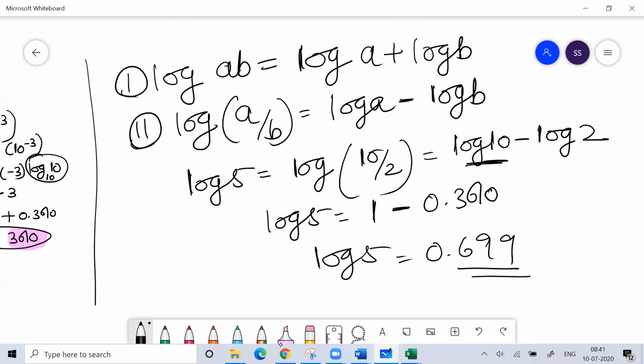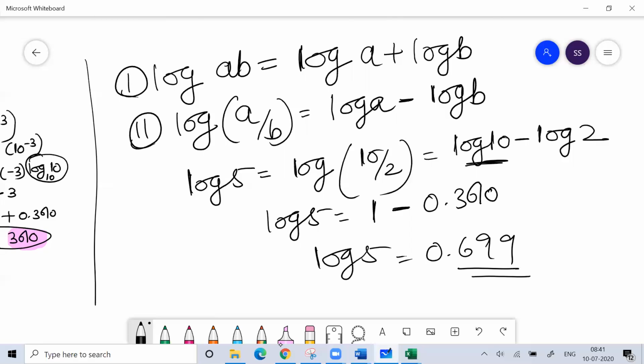So you can also do for log 5, log 15 divided by 3, right? And then you can do log 15 minus log 3. But then you don't know now what is log 15 value. So you want values that you know. Otherwise we need a log table. So the more we know, the better for us.